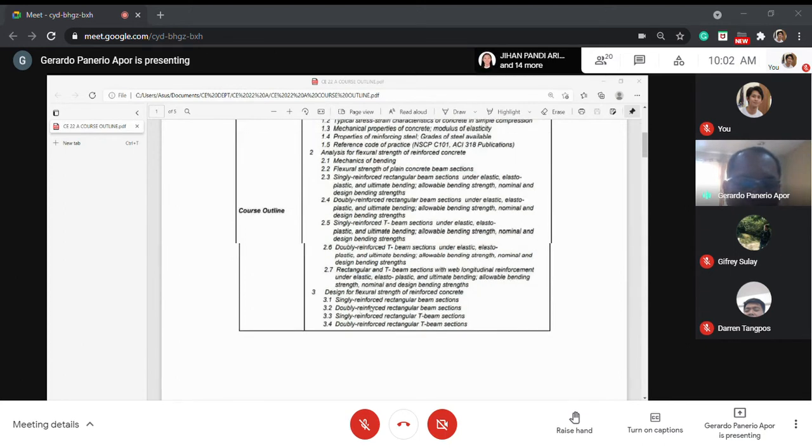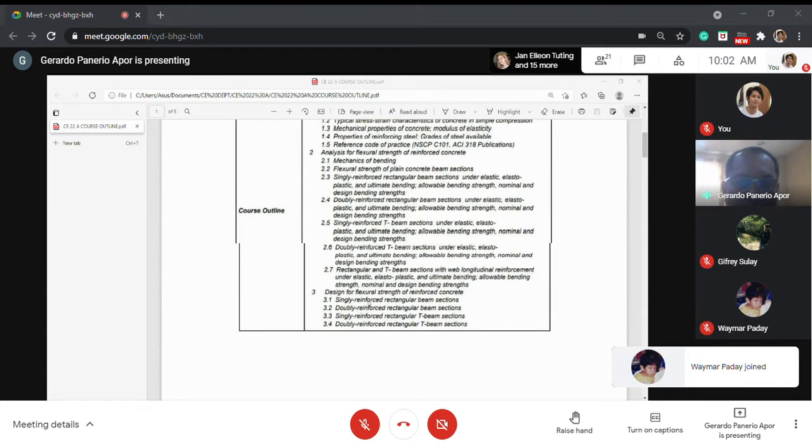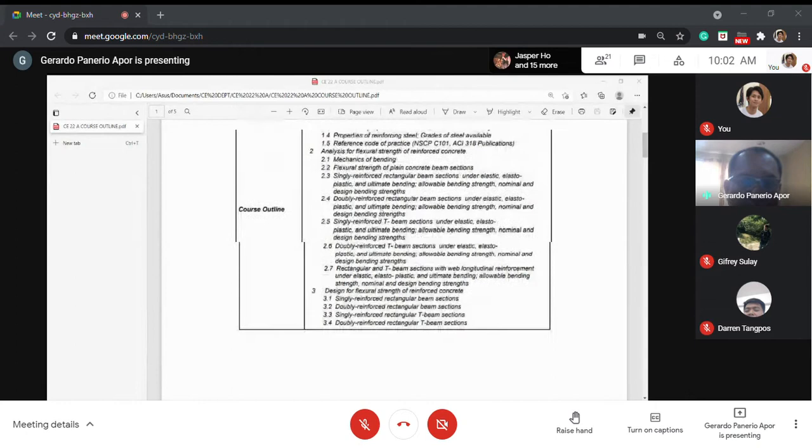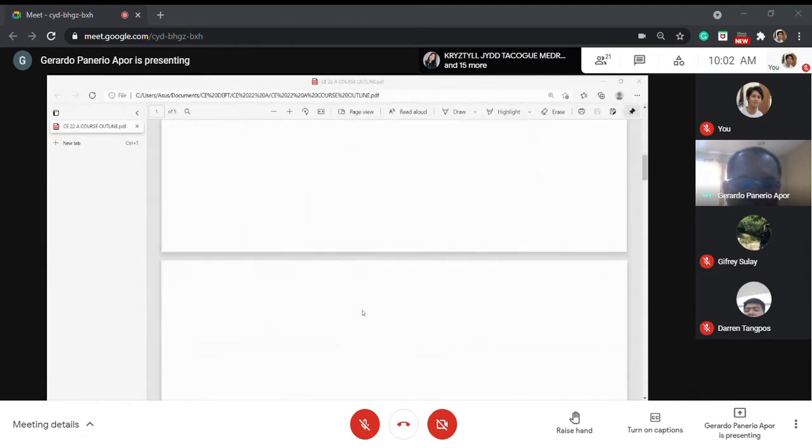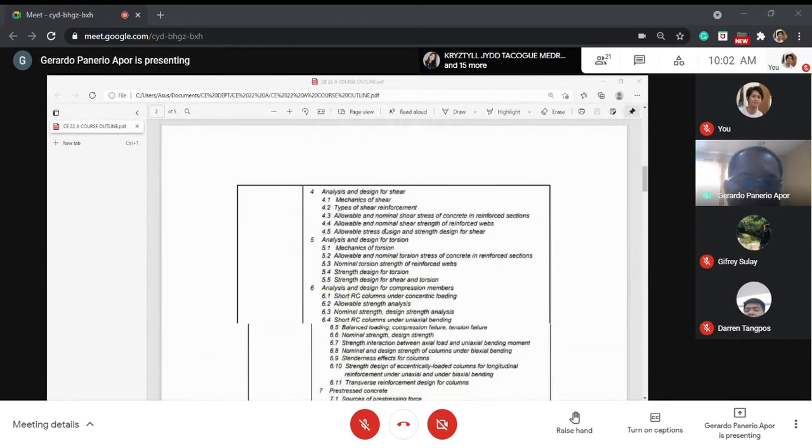Number three is design of flexural strength of reinforced concrete. So this is just the same as number two, but we put more emphasis on design. So two and three are somewhat related. Number four, analysis and design for shear. So earlier, we discussed the importance of the rings or the stirrups or the ties, or in engineering terms, we call it shear reinforcement. Okay.